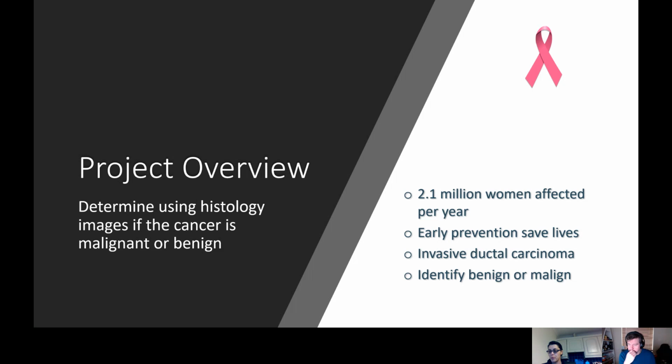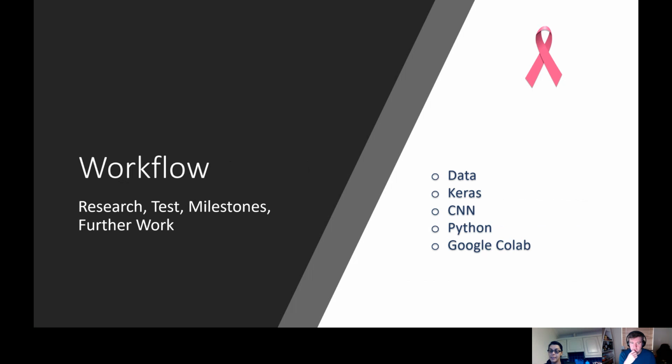The most common form of breast cancer is invasive ductal carcinoma, IDC, accounting for almost 80% of all diagnoses. The scope of this project is to create a breast cancer classification on an IDC dataset that can identify a histological image as benign or malignant, using a convolutional neural network at first.